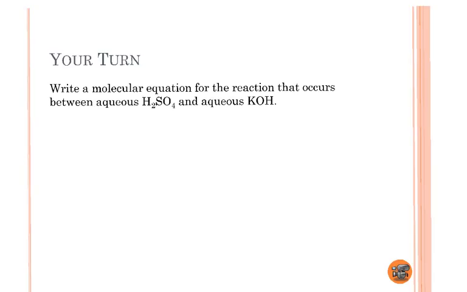Okay, so write a molecular equation for the reaction that occurs between aqueous, this is sulfuric acid, and this is potassium hydroxide. Now, we're going to recognize this as an acid-base reaction because this has an H in it. It's sulfuric acid, and this has a hydroxyl group in it, and it's a base. So an acid and a base combine together to give us salt and water. So let's see how.